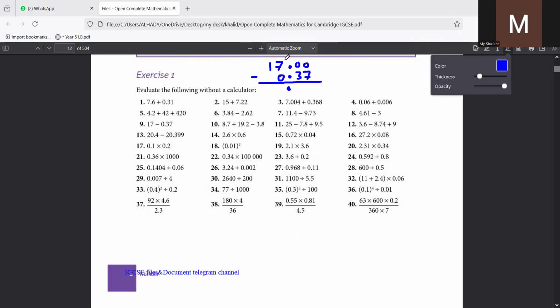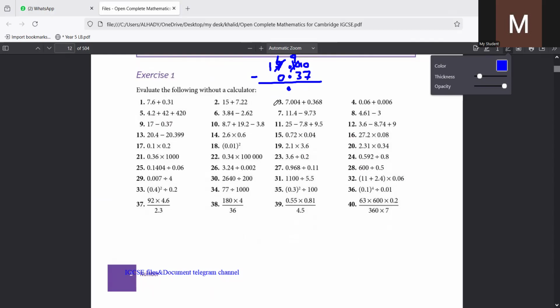So you need to borrow 1 from this 7. The 7 will be a 6. And then you take it to this one. This one will be 10. You take from it 1, it is going to be a 9, and this will be 10. Then you say 10 minus 7 is equal to 3. And 9 minus 3 is equal to 6. And then 6 minus 0 is equal to 6. And then you put the 1 down because 1 minus 0 is equal to 1. Okay, so your answer will be what? 16.63.